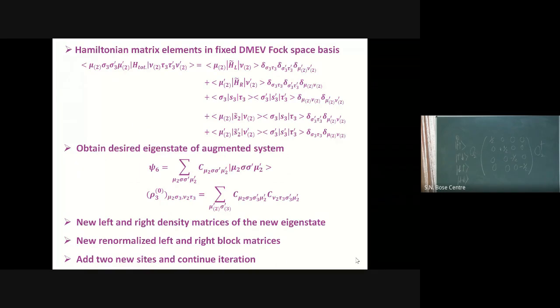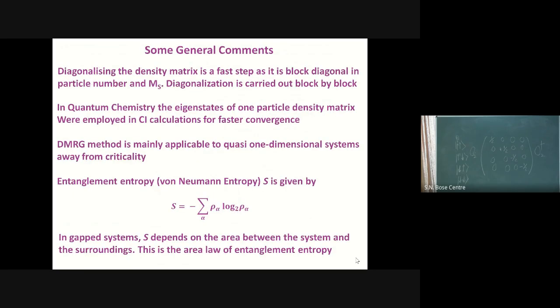So once I get the Hamiltonian matrix, I can get the lowest eigenvalues of the 6-site problem. And from the 6-site problem, I can construct the density matrix of the 3-site problem just by tracing out the right side states mu2 prime and sigma 3 prime. And once I get the left density matrix, I can get the density matrix eigenvectors, and I can have the renormalization operator O for the 3 sites, and continue this. Add 2 more sites and continue the iteration until you get the desired size. Any questions? This is the most basic numerical method.